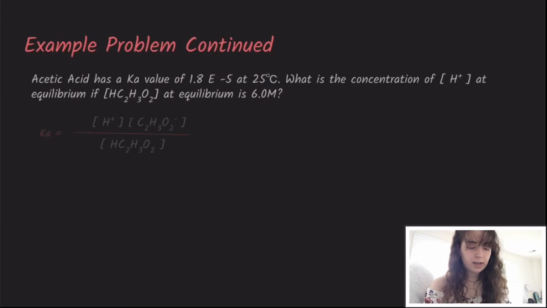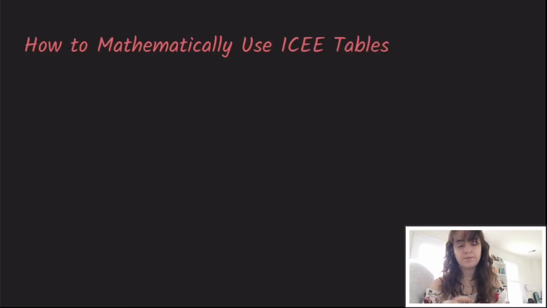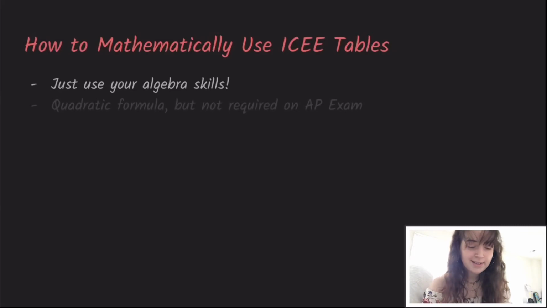I solved that and I got that the concentration of H plus is 0.010 molar at equilibrium. If it was asking me what the concentration of the other ion was at equilibrium, it'd be the same thing due to the molar ratio. So, mathematically, let's break that down. Use your algebra skills. It's just knowing how to do basic rearranging of things to find X. You should all have gone through algebra at this point. You know how to do that.